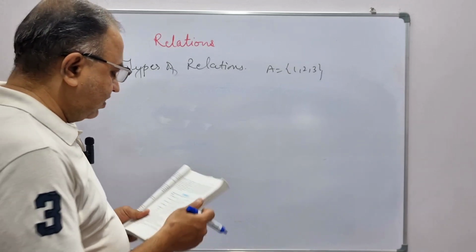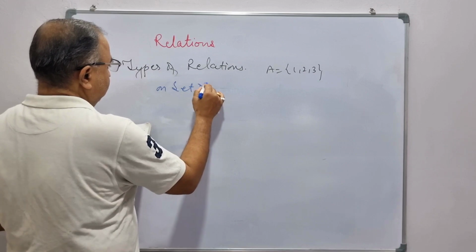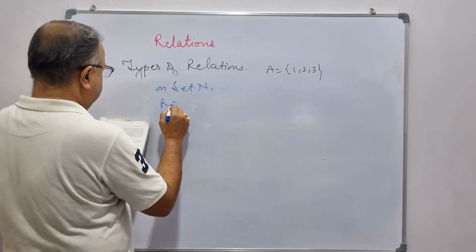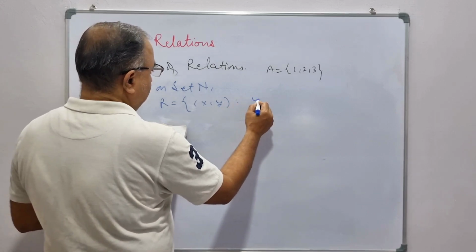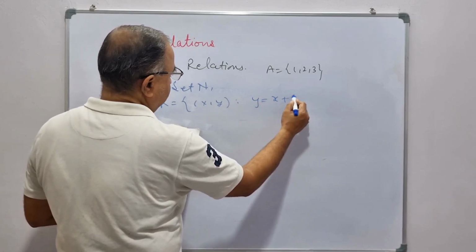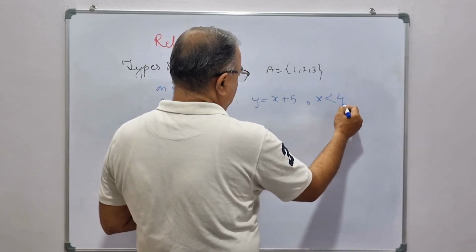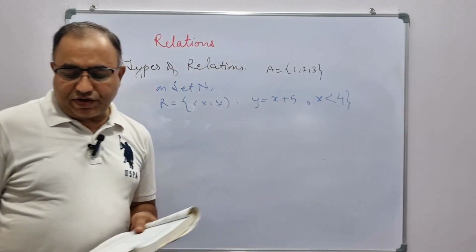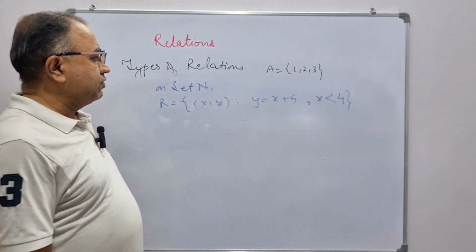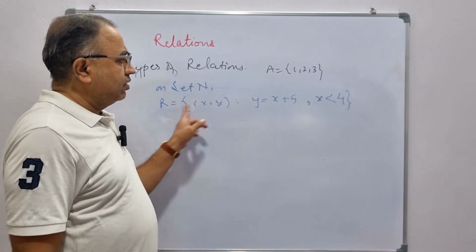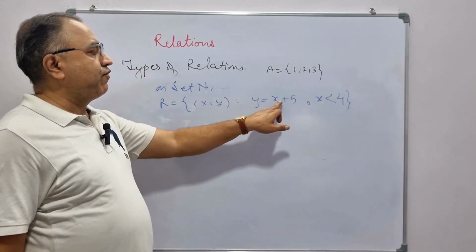They are telling that there is a relation R defined on the set of natural numbers. The relation R is defined as the collection of all ordered pairs (x, y), where y is 5 more than x and x is smaller than 4. You can find this in terms of ordered pairs also: x is a natural number smaller than 4 and y is 5 more than x.